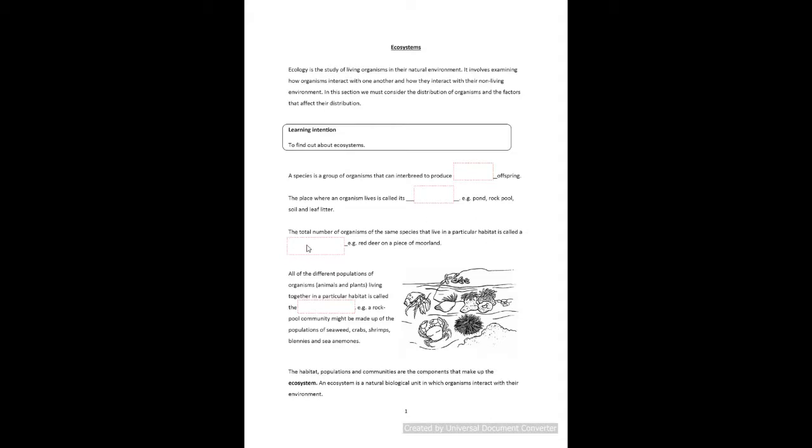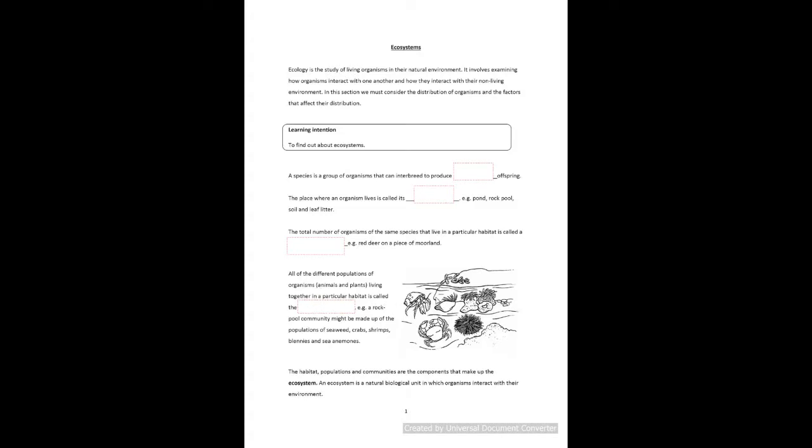So you can have a population of humans, you can have a population of dogs, you can have a population of dandelions, but you can't have a population of humans and dandelions because those are two different species. So population is one species, the number of that species. All of the different populations together, so all of the living things within a habitat, is called the community.